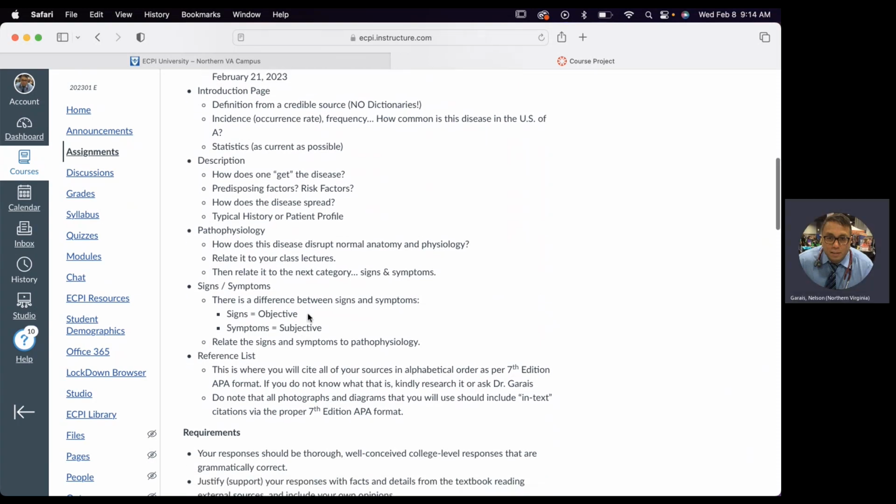Pathophysiology and signs and symptoms. This is the crux of the matter. You guys had already some physiology and anatomy. So you take that anatomy and physiology knowledge, relate to your class lectures to show how your disease messes everything up. And the example I used in class is breast cancer. What's cancer? We learned in anatomy and physiology that cells typically grow and then stop, or cells have a plan to grow and then they become something and then they die. The problem with cancer is it's a copy of a copy, and it keeps on going.